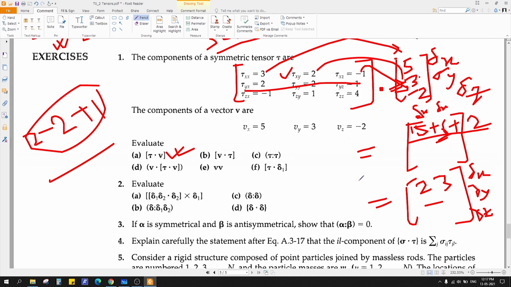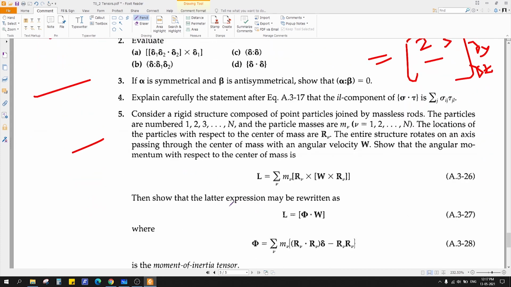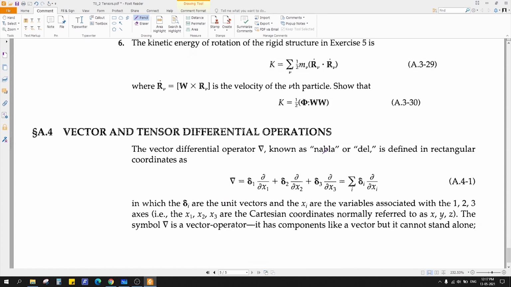So the rest you can do. Just try to practice so that you can understand. In the next class we will discuss vectors, tensors and differential operators. Differential in the sense dou by dou x1, dou by dou x2. It is nothing but dou by dou x, dou by dou y, like that. We are using x1, x2 because we have to learn these operators in three coordinate systems: rectangular, cylindrical, and spherical. That's why it is a general notation x1, x2, x3.